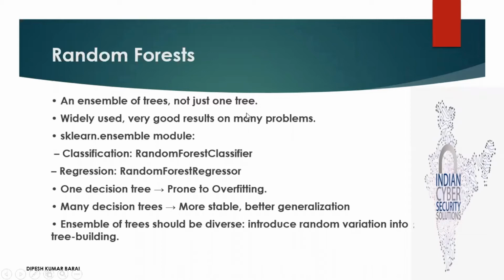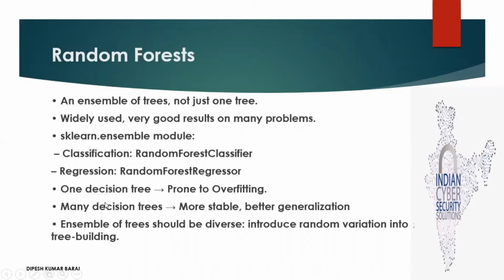It is not just one tree, because an ensemble takes multiple individual learning models and combines them to produce an aggregate model that is more powerful than any of the individual models alone. It is widely used and gives very good results on many problems. For classification we use the random forest classifier, and for regression, random forest regressor.